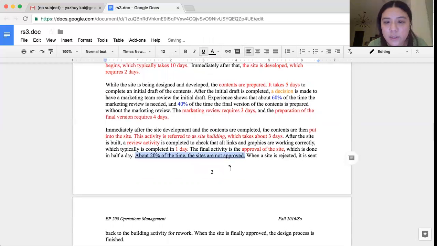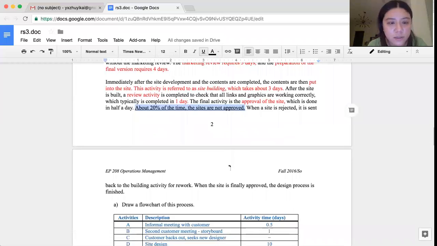When a site is rejected, it is sent back to the building activity for rework. So where's the building activity? We need to notice later when we draw the flowchart. When the site is finally approved, the design process is finished. So the problem is the first one, draw a flowchart of the process.